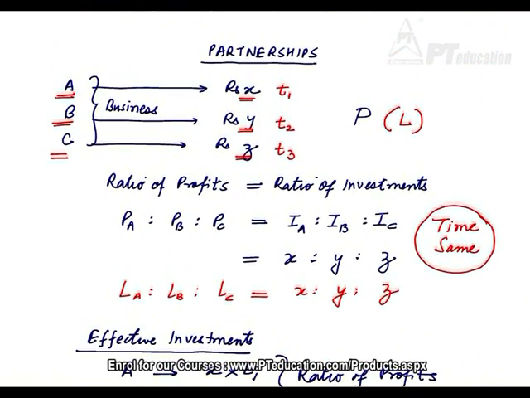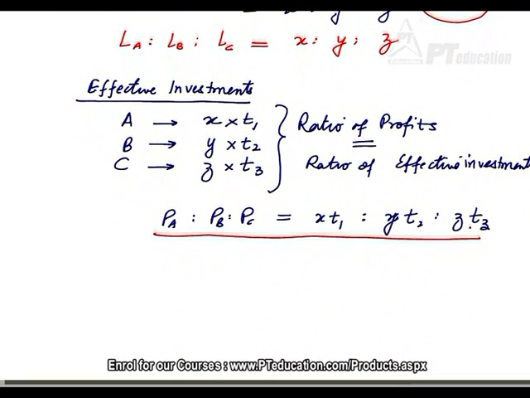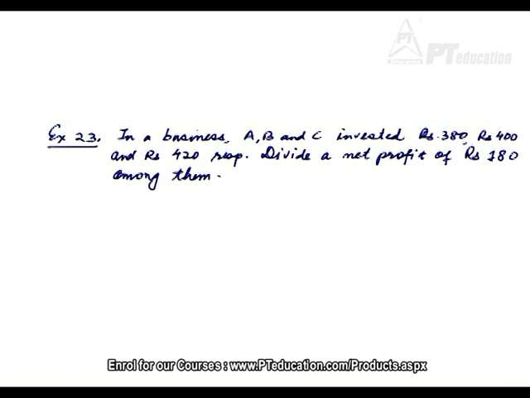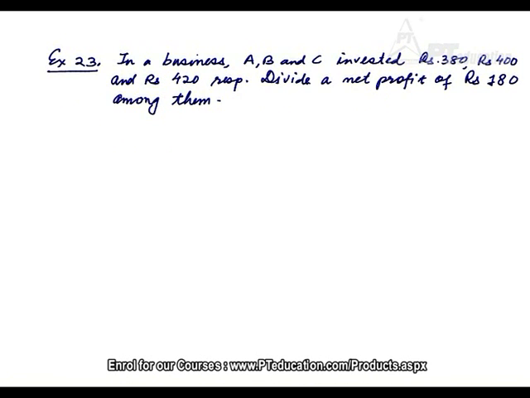So we have seen the basic working in partnerships. Let us now try to solve two questions which illustrate this working. Okay, here is example 23. In a business, A, B and C invested rupees 380, rupees 400 and rupees 420 respectively. Divide a net profit of rupees 180 among them.